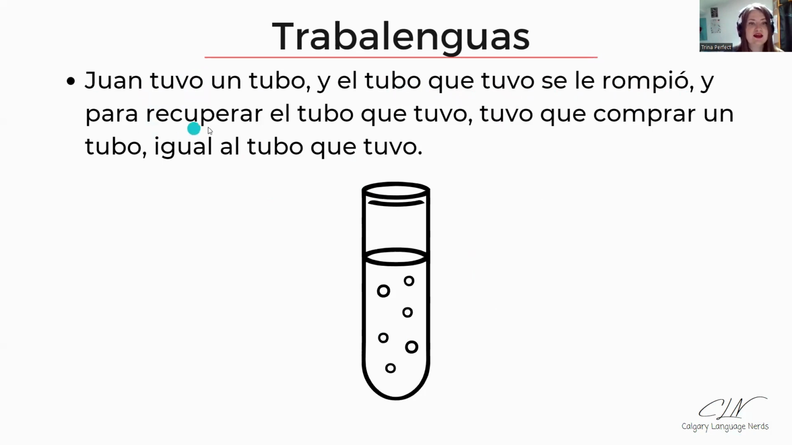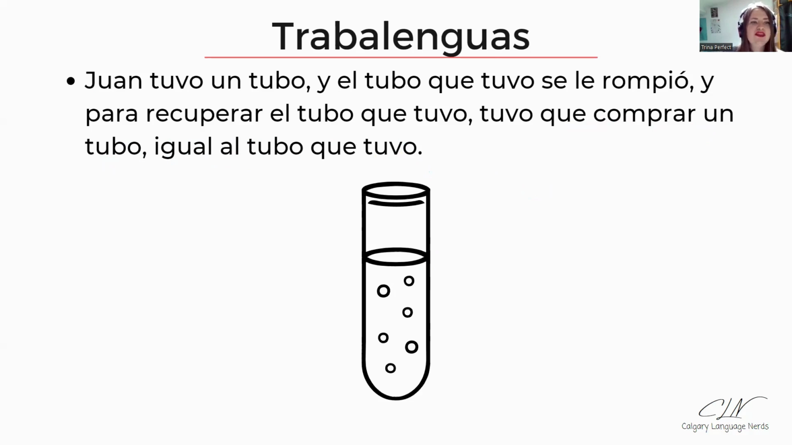Y para recuperar el tubo que tuvo, and to recollect the tube that he had, tuvo que comprar un tubo. So he had to buy a tube. Tuvo que comprar un tubo igual al tubo que tuvo. So the same one as the tube that he had. Basically, these two words are pronounced the same. So it's way easier than it sounds.